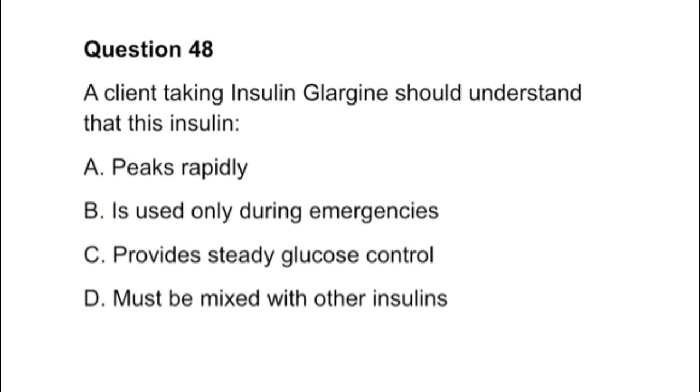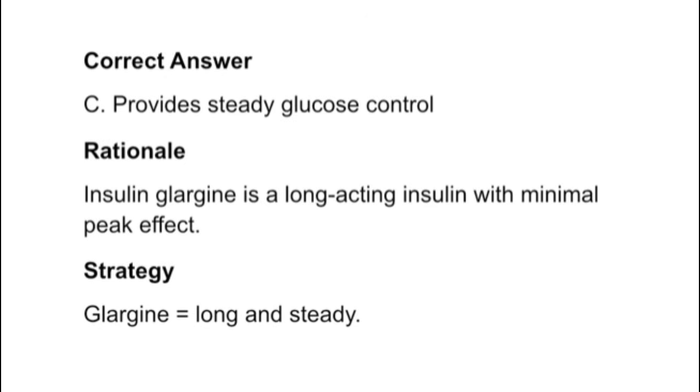Question 48. A client taking insulin glargine should understand that this insulin A. peaks rapidly, B. is used only during emergencies, C. provides steady glucose control, D. must be mixed with other insulins. Correct answer: C. provides steady glucose control. Rationale: insulin glargine is a long-acting insulin with minimal peak effect. Strategy: glargine equals long and steady.